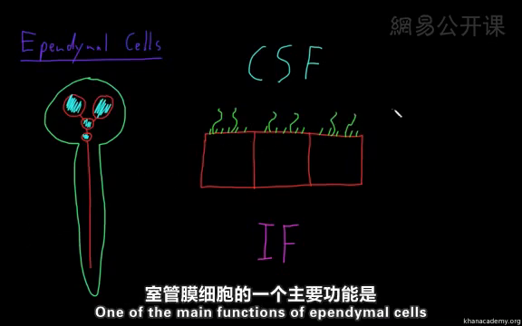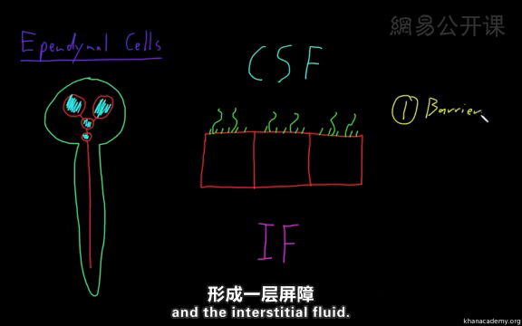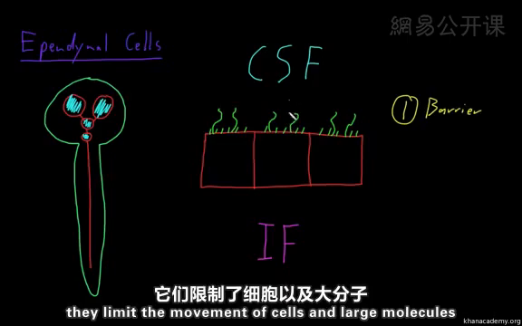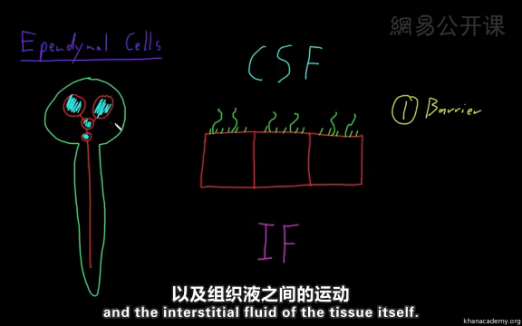One of the main functions of ependymal cells is to form a barrier between the cerebrospinal fluid and the interstitial fluid. So to some extent they limit the movement of cells and large molecules between these fluid-filled spaces and the interstitial fluid of the tissue itself.